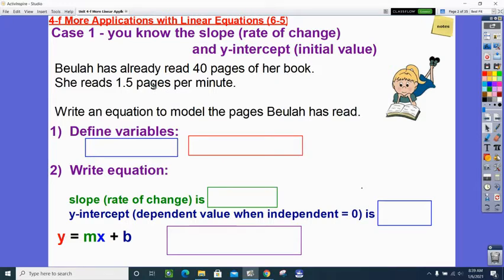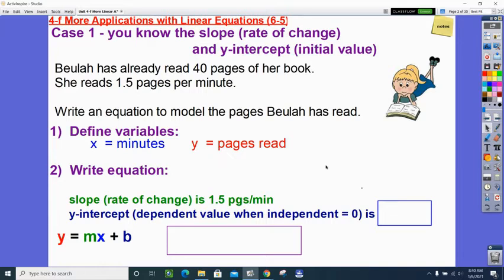And the reason we know that is we can see the two units, the y unit and the x unit, pages per minute. Slope has two units, one for the y's, one for the x's. The reason I asked you to jump down here and start with that is that it helps you define your variables. If the slope is in there, it's really easy to know who is your dependent and who's your independent. Remember, pages per minute. Pages would be on the top, minutes would be on the bottom. So pages would go with your y and minutes would go with your x. So it's easy, if you have the slope, to define your variables using those units off the slope.